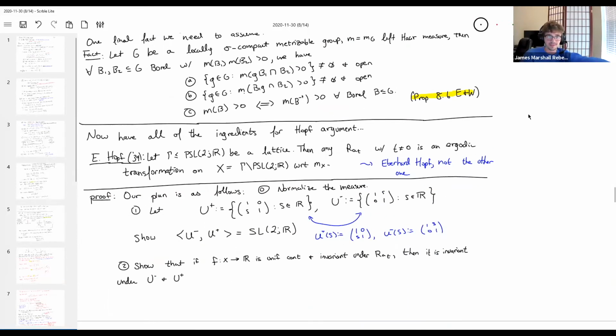So yeah, here's the actual thing. Let gamma be a subgroup or a lattice inside of PSL2R. Then for any fixed t, we have that the geodesic flow RAT is an ergodic transformation on x, which is the quotient with respect to this measure mx. And I'm supposed to specify this is Eberhard Hopf, not the other one. I was told that it's a bad thing to just say Hopf because I guess there's two of them.